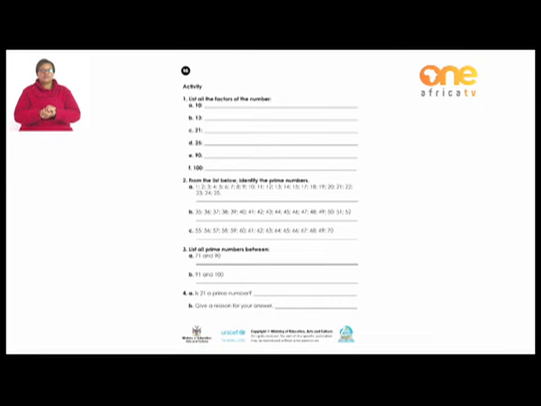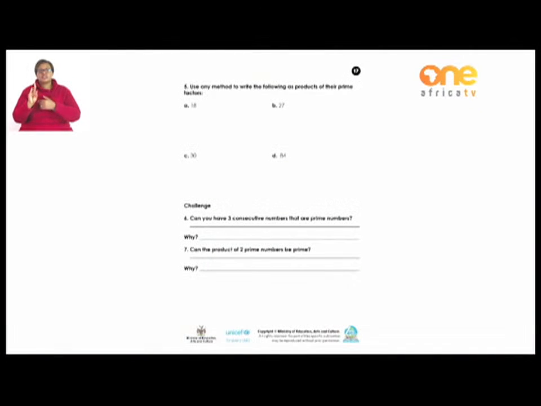Moving to page 17. Number 5, use any method to write the following as a product of their prime factors. You can use the ladder method or the factor tree method, but remember to give the answer. So you write the number as a product of its prime factors. A, you have to look for 18, B 27, C 30, and D 84.